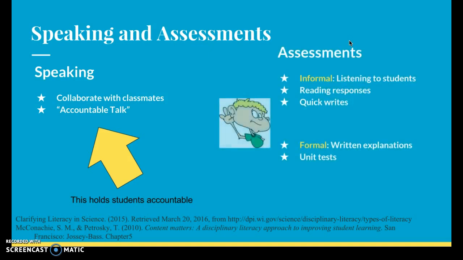Assessments. Teachers can use informal assessment strategies such as listening to students' discussions, reading responses, quick writes, and teachers can use formal assessments such as written explanations and unit summary tests.